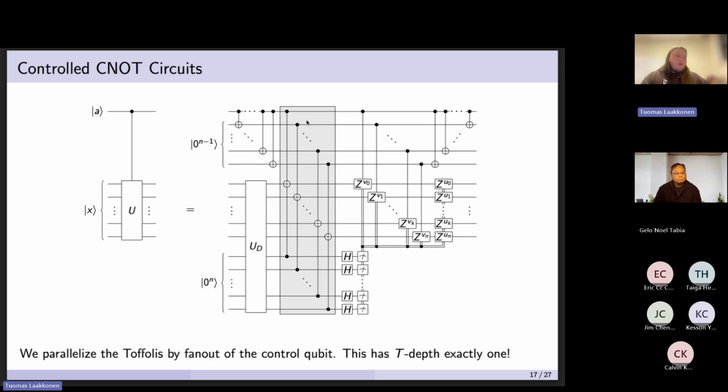And we discussed before that the measurements not being parallel for T-state injections was the obstacle that we wanted to get around. And here we can see that all of these corrections that we get from the measurement-based computation, you can also do all in parallel using the fan out of the control qubit. So we've succeeded in the goal in that it has T-depth exactly 1, and also all of the measurements are parallelizable. And so we don't have any issues with what we saw before.